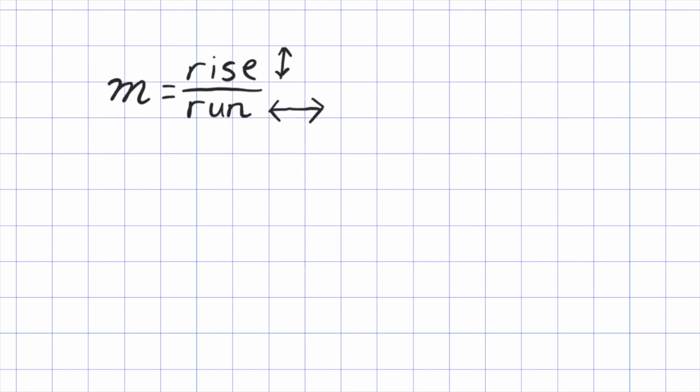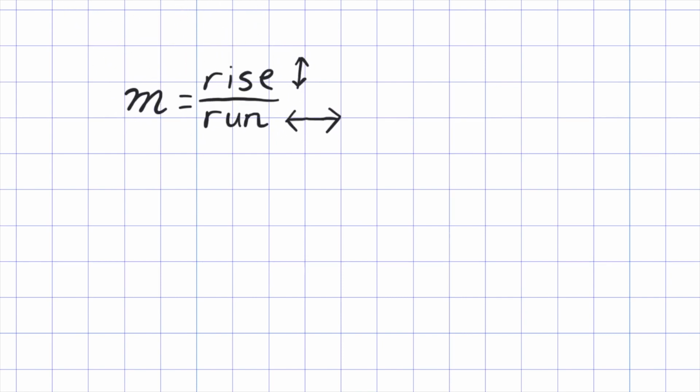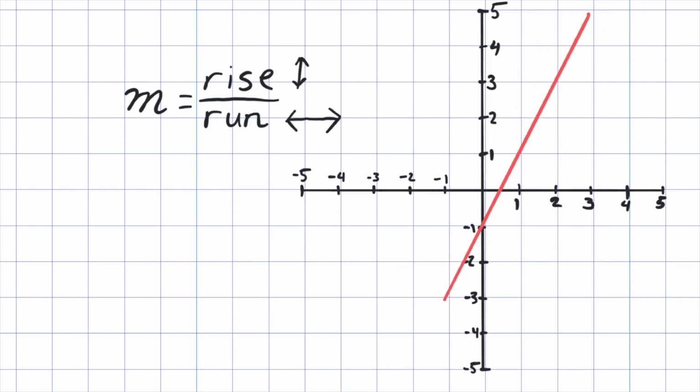What we have here, this is our rule for gradient, and we calculate it as rise, which is our up and down, divided by our run, which is left and right. At its most basic form, essentially, this is what we're doing. So let's get an example in here that we can work with.